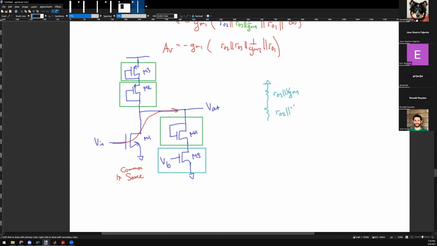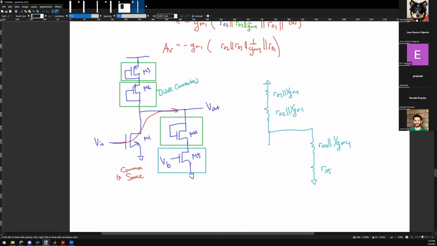What about the other one? R02 parallel 1 over GM2. Why is it like this again? Because the circuit is what? What's the key word? Diode connected. Correct. Then the circuit goes down to the drain. Then over here, what does M4 look like? The same, diode connected. So tell me explicitly the impedances. R04 parallel to 1 over GM4. What about the bottom? That's just R05, to AC ground. Good.